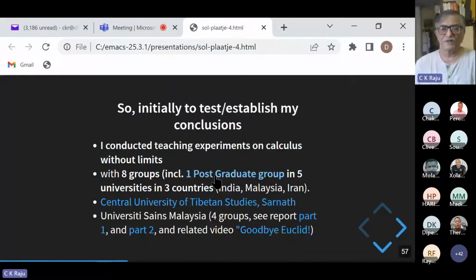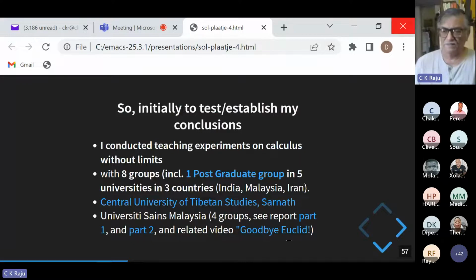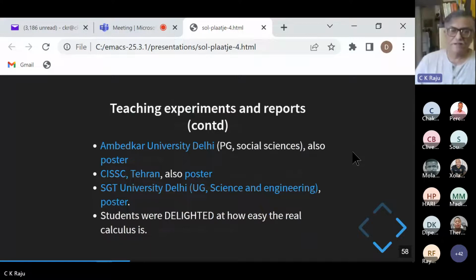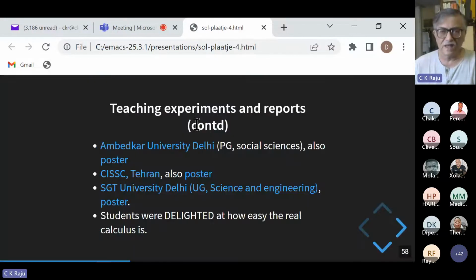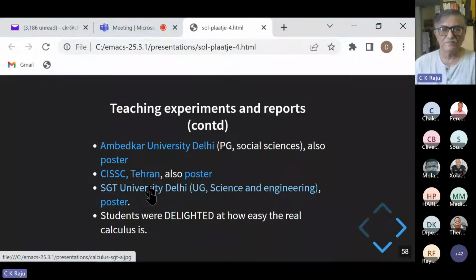Then there were 4 groups. There are reports of that which have been published a long time back. There's a video on Goodbye Euclid. Once more, I think if I have to keep to time, I will just skip it. Ambedkar University, Delhi. This was social science students. They were very happy. Just tried out here. Postgraduate group in Tehran. Just tried out here, and so on. Just tried out in another university, SDT University, with science and engineering students.